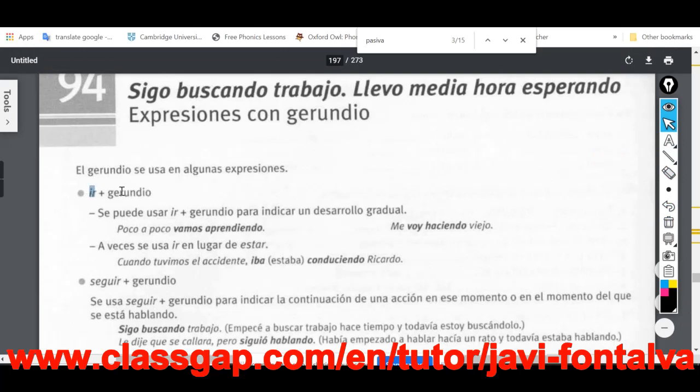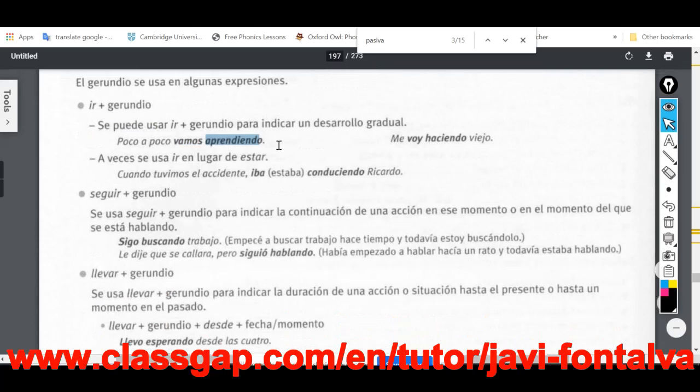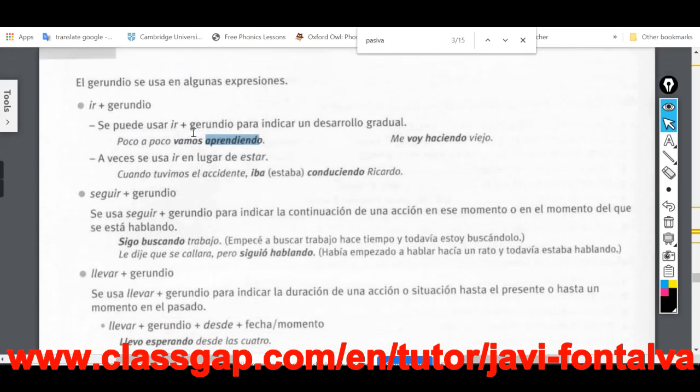Also, you can find it with ir plus gerundio. This is another expression we have. Poco a poco vamos aprendiendo. In English you could also say we are learning, but notice the difference when you use ir, it's more of a gradual thing, rather than something that is happening right now. So poco a poco, we are learning little by little. Me voy haciendo viejo. I'm getting old. Notice when you use ir instead of estar, we're talking about a change that is happening little by little. And I think it's better to get old slowly rather than all of a sudden. That's why we say voy haciendo. Me voy haciendo viejo.